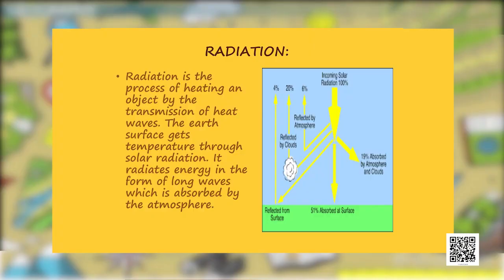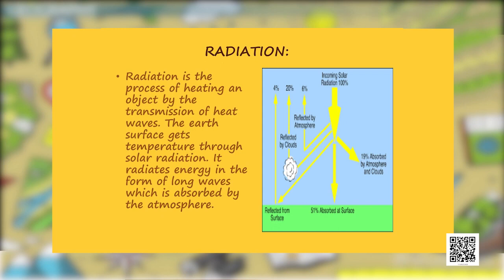Now we will talk about radiation. Radiation is the process by which solar energy reaches the earth and the earth loses energy to outer space. When the source of heat transmits heat directly to an object through heat waves, it is known as radiation process. In this process, heat travels through the empty space. The vast amount of heat energy coming to and leaving the earth is in the form of radiation.